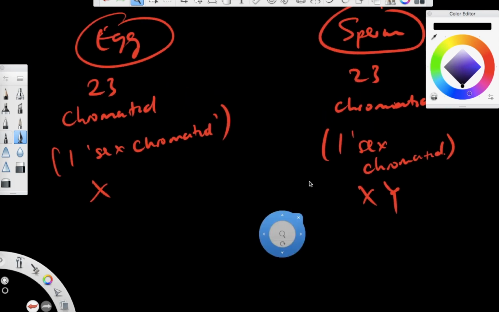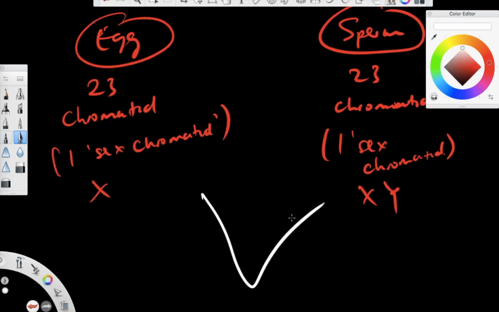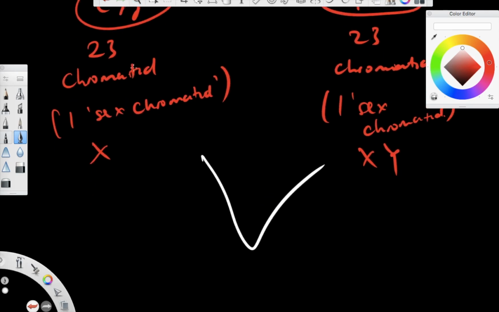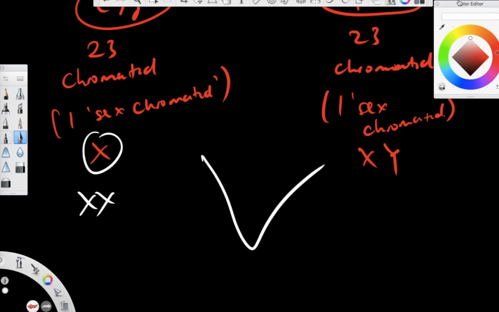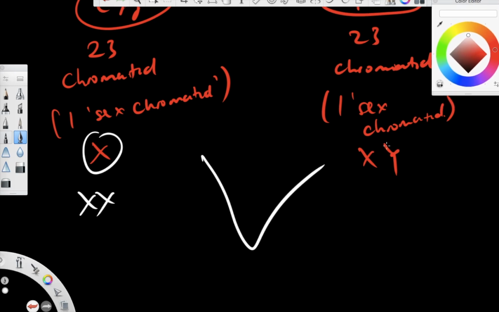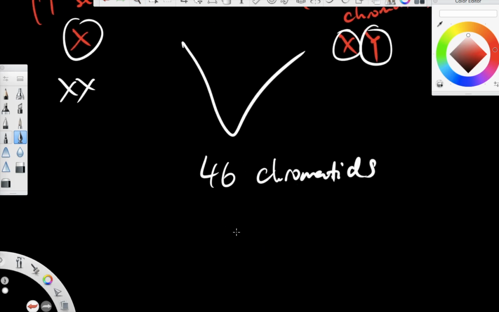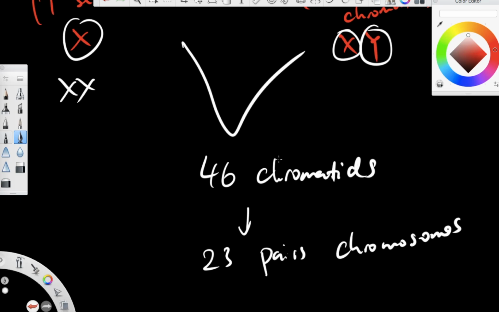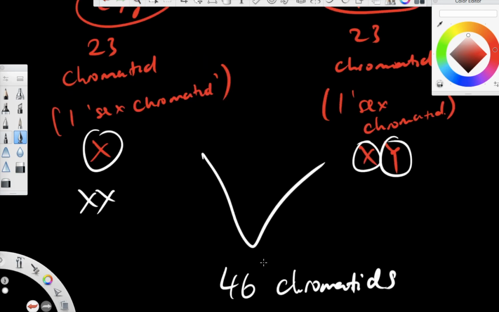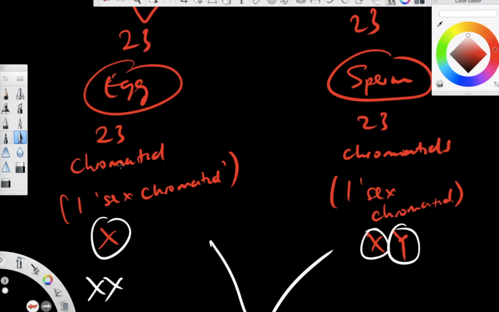So the point here is that the offspring would have 23 chromatids from the mother, including one sex chromatid, which is always X, since females are XX, and 23 chromatids from the father, and the sex chromatid that the offspring could inherit could be X or Y, and altogether 23 plus 23 equals 46 chromatids. And that equals 23 pairs of chromosomes, which is a human being, right? So this is the offspring, which has 46 chromatids. The gametes each have 23 chromatids, right?